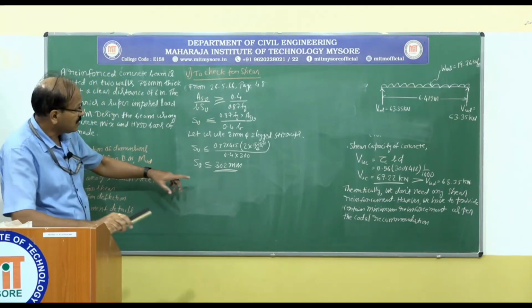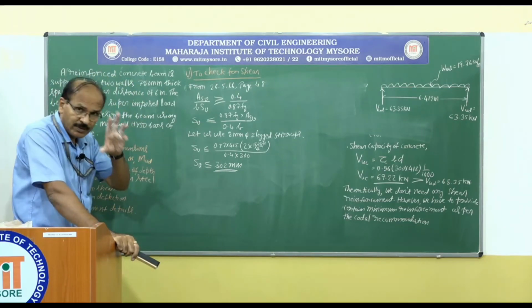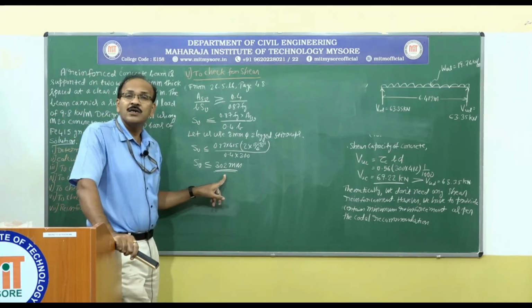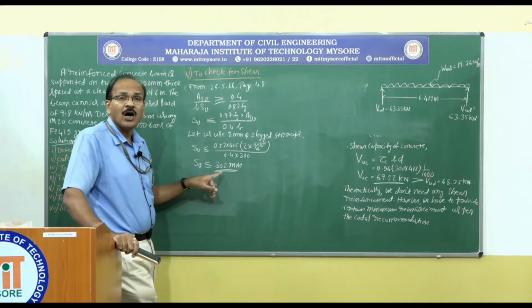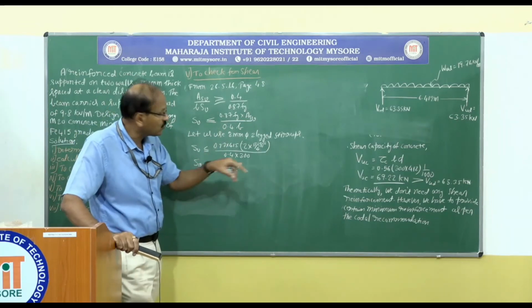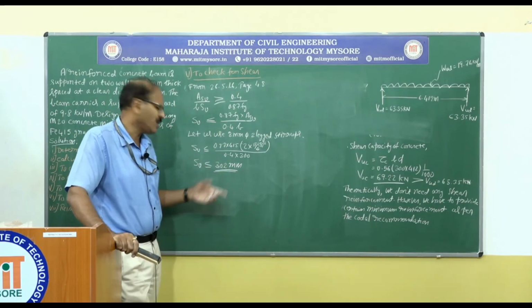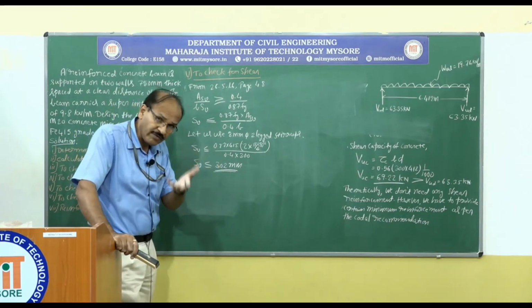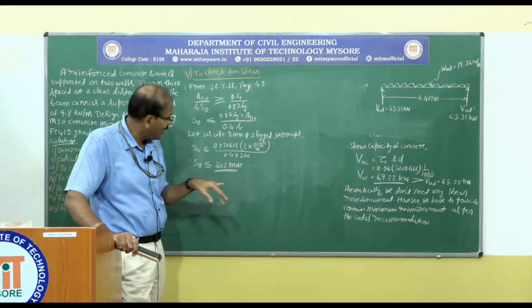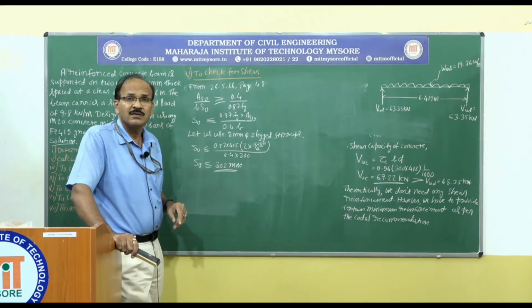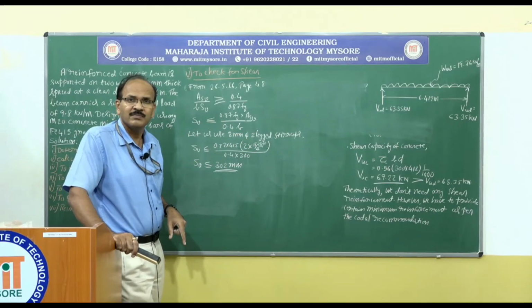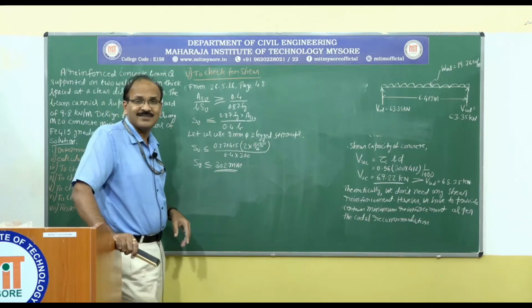What it says is we have to provide the shear reinforcement in such a way that the spacing should be less than or at most equal to 302 millimeter. So you can, if you want, provide 300 millimeter center to center or 275 millimeter center to center, 290, anything below this value. But not beyond 302.